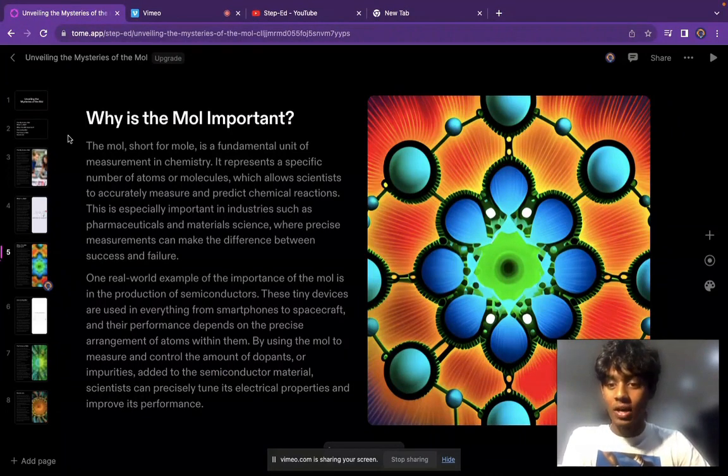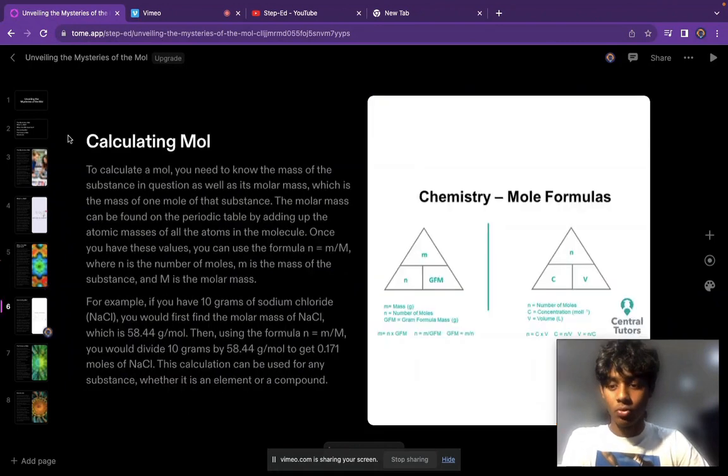These tiny devices are used in everything from smartphones to spacecraft, and their performance depends on the precise arrangement of atoms within them. By using the mole to measure and control the amount of dopants or impurities added to the semiconductor material, scientists can precisely tune its electrical properties and improve its performance.